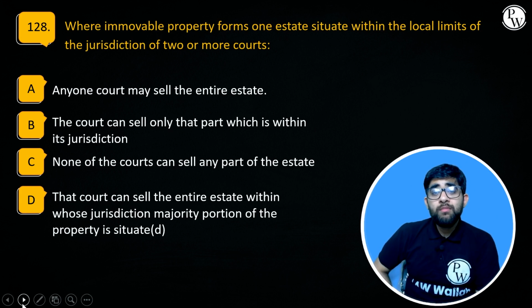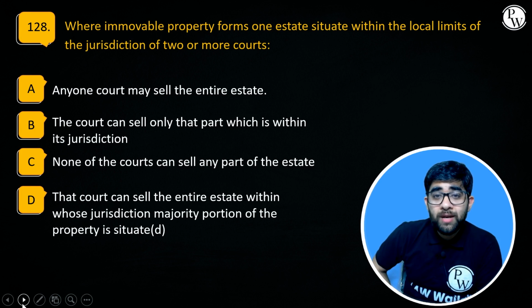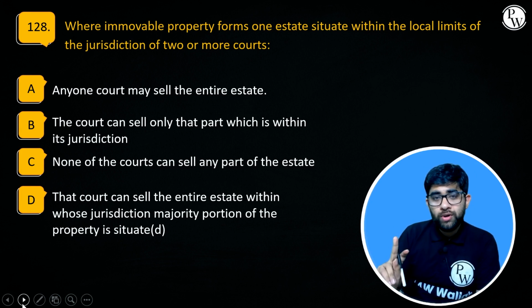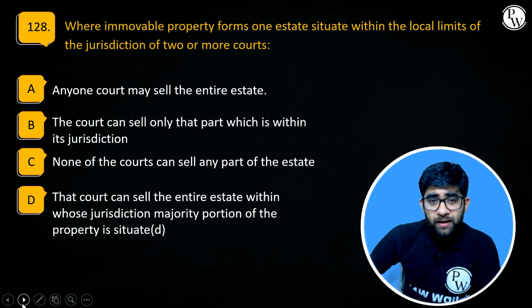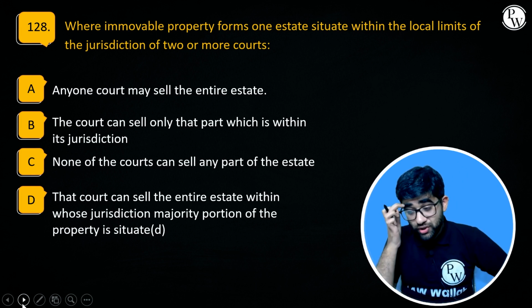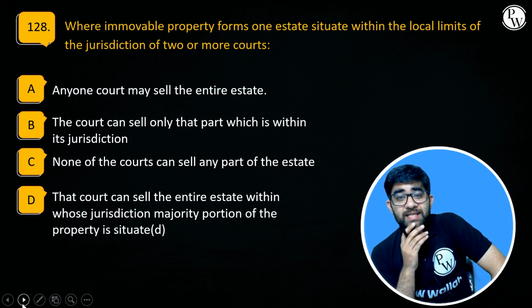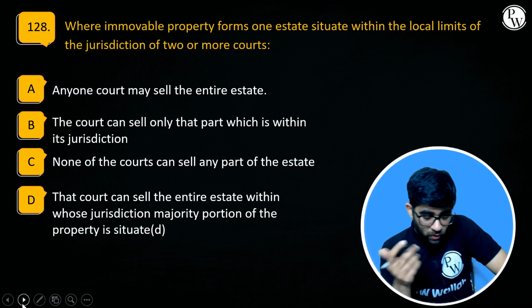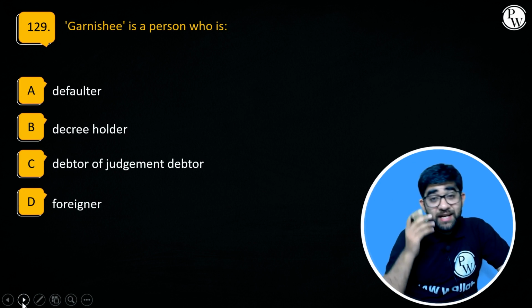Next, where immovable property forms one estate situate within the local limits of the jurisdiction of 2 or more courts, any one court may sell the entire estate. The courts can sell only that part which is within their jurisdiction. None of the courts can sell any part of the estate. That court can sell the entire estate within whose jurisdiction majority portion of the property is situated. The answer to this is any one court may sell the entire estate.